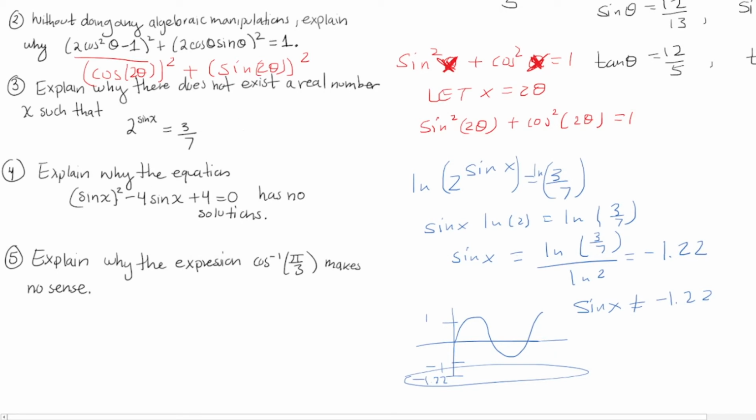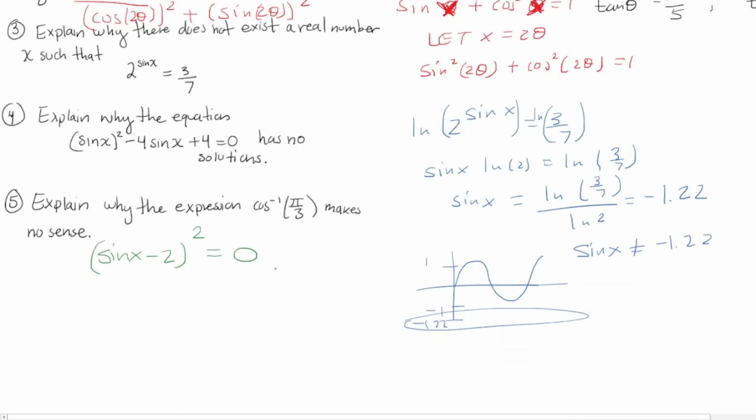For 4, explain why the equation sine squared x minus 4 sine x plus 4 equals 0 has no solution. Well, if I factor this out, I get sine of x minus 2 quantity squared is equal to 0. So that's factoring the thing on the left. And if I take the square root of both sides, I get sine of x minus 2 is equal to 0, and sine of x is equal to 2. But if we look at the graph of sine, we know it's never equal to 2. There's nothing here at 2. So there's no solution there.